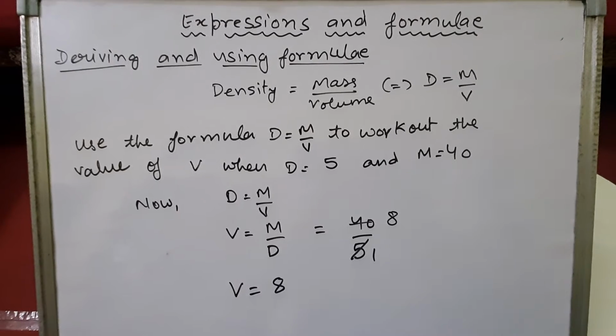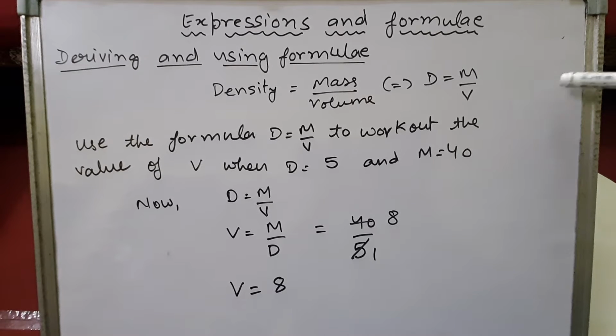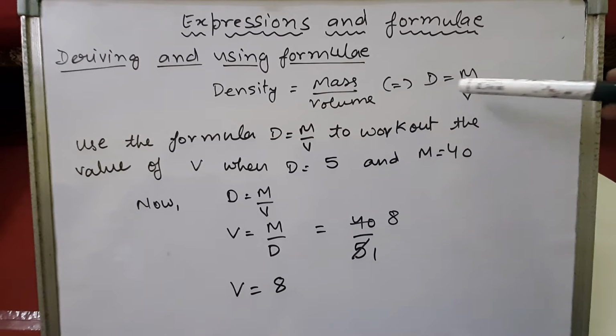Children, today in the topic expression and formula, we are going to learn about deriving and using formula. This is the fourth exercise of the topic. Let's start with the example. Suppose there is a formula given which you must have studied in physics, like density equals mass upon volume. Density is mass per unit volume. When we write it as a formula, we write density equals mass upon volume.